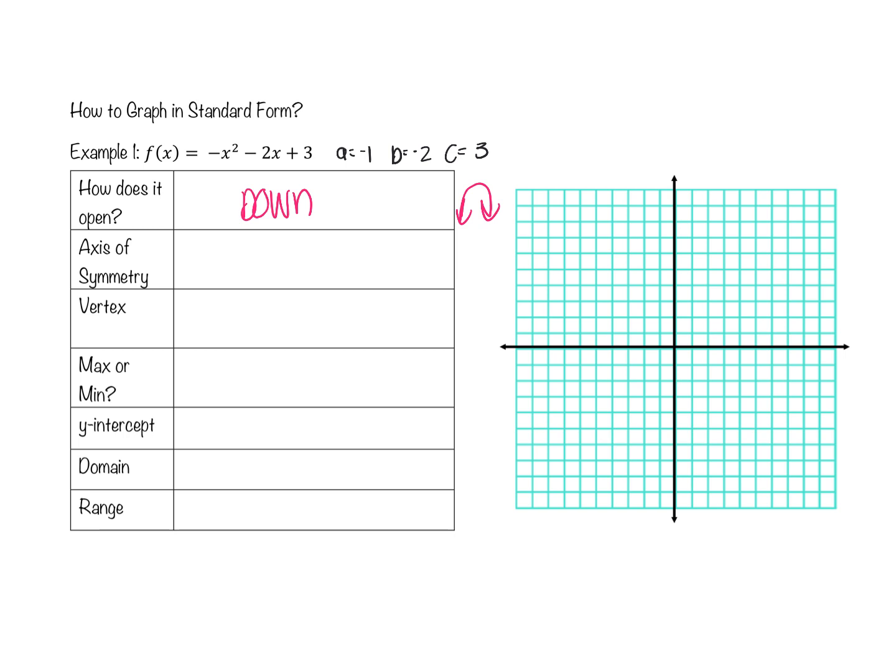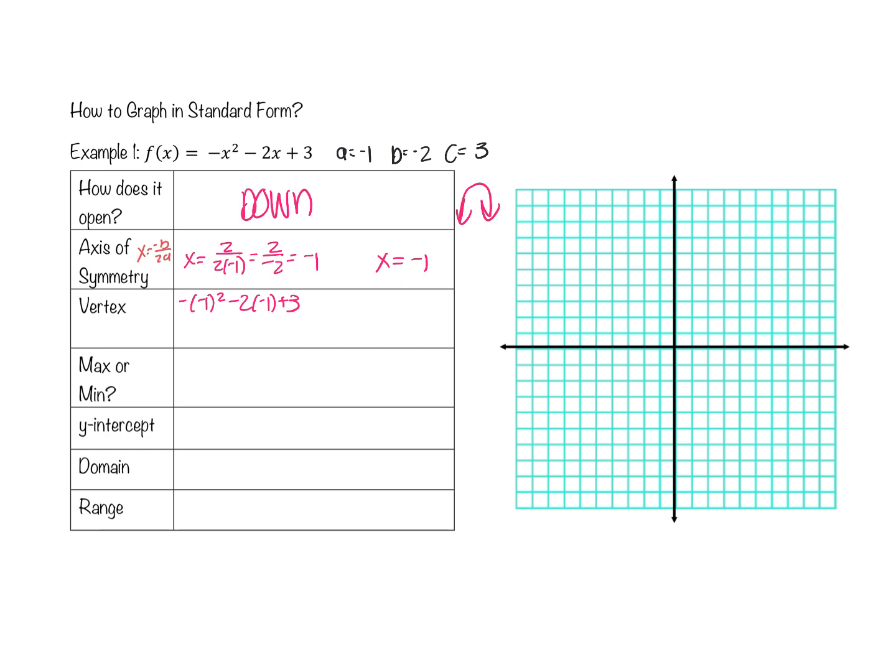Then I need to find my axis of symmetry, and we're going to do this by doing opposite of B over 2 times A. B is negative 2, so the opposite of that is a positive 2, over 2 times negative 1. So that is 2 over negative 2, which is negative 1. So I get an axis of symmetry of negative 1. Then I need to find my vertex, so I'm going to plug in that x value into my equation.